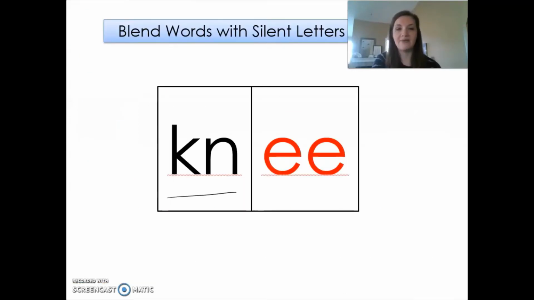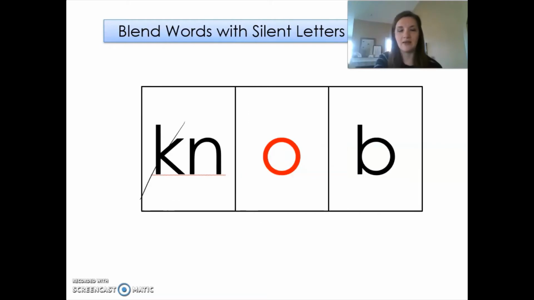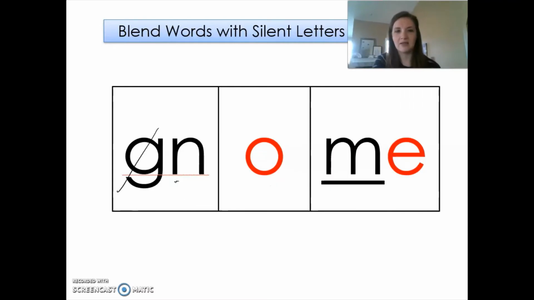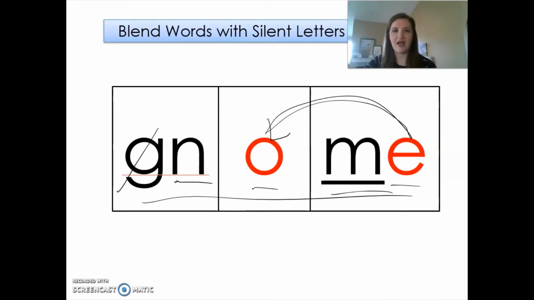So when we see KN, the K is silent, we use the N sound, vowel sound. The word is knee. N, ah. The word is knob, like a doorknob. R, ek. The word is wreck, like to make a mess. N, O, the word is gnome. A garden gnome are those funny little, like, elf-looking creatures that sometimes people have little statues of in their yards.